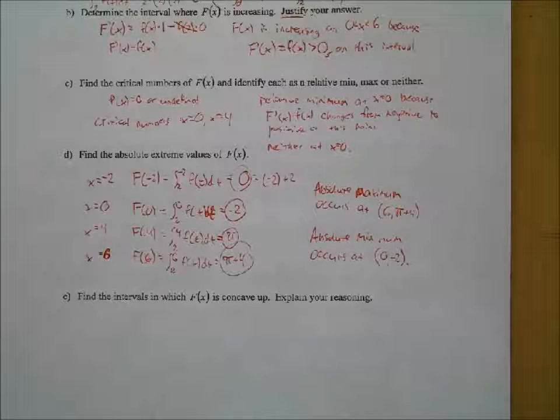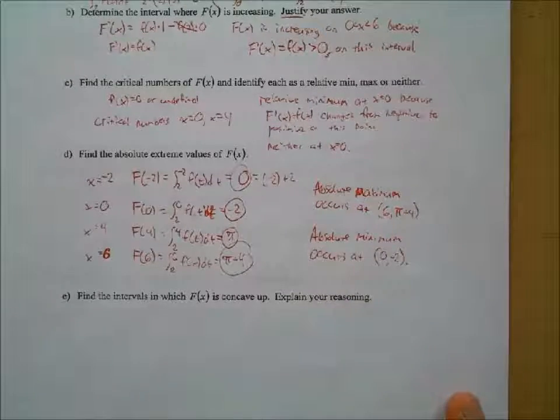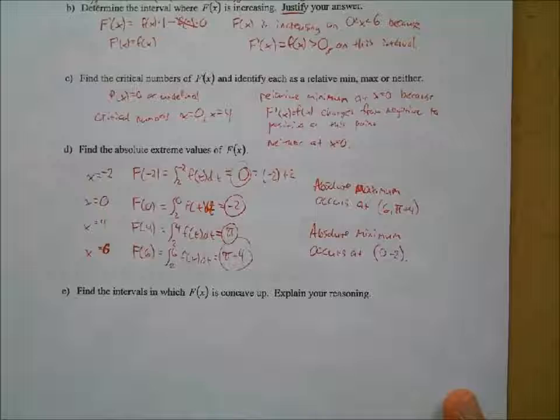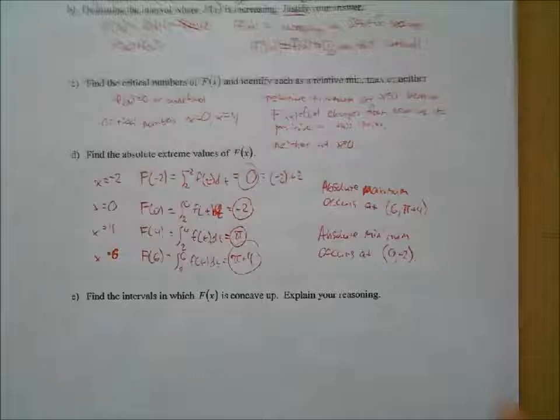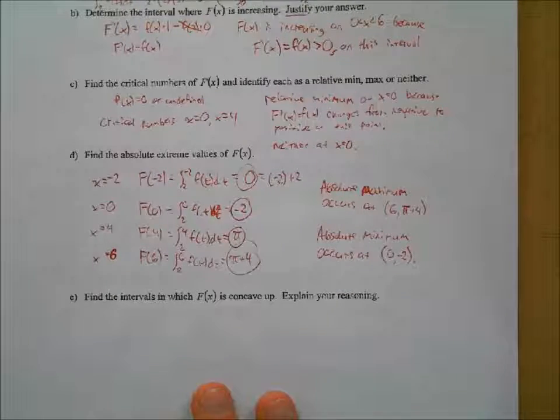So in other words, to answer this question, you don't need to give the point (6, pi over 4). You could just say the absolute maximum value is pi plus 4. The absolute minimum value is -2. Okay, you can just give the y coordinates there. But I like to give the actual point when you can, because then you don't have to worry about whether it's the location or the value.